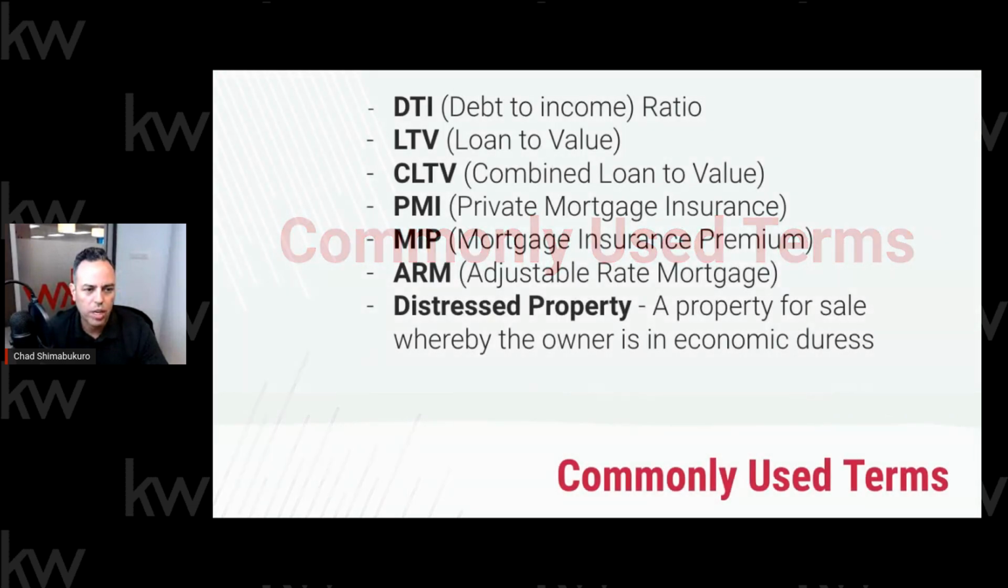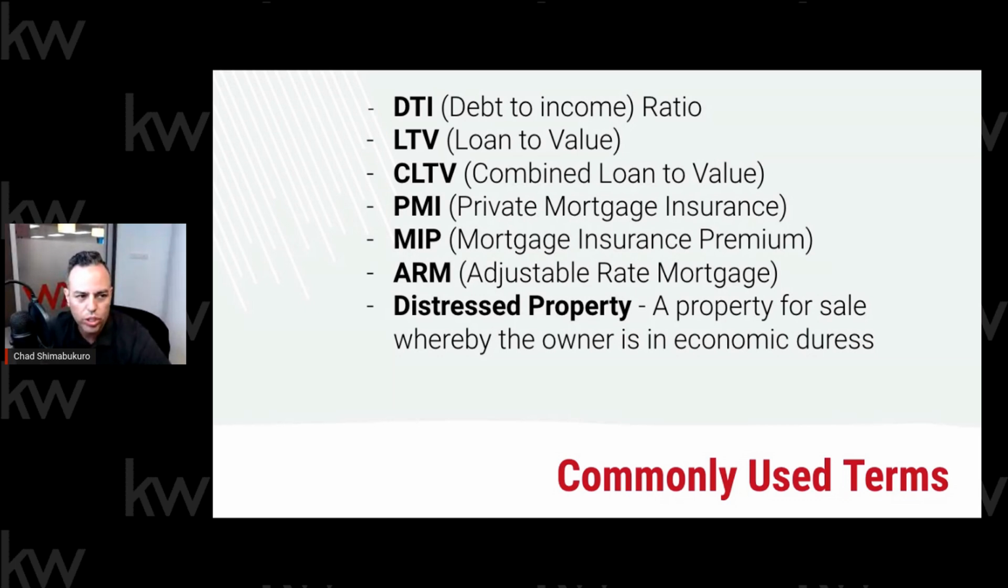So what are some commonly used terms? DTI is debt to income ratio. This is basically the amount of debt that a borrower or borrowers have in relation to the income that they have, and it's a required ratio that all lenders will examine to see if someone qualifies and they can afford to have that certain mortgage.